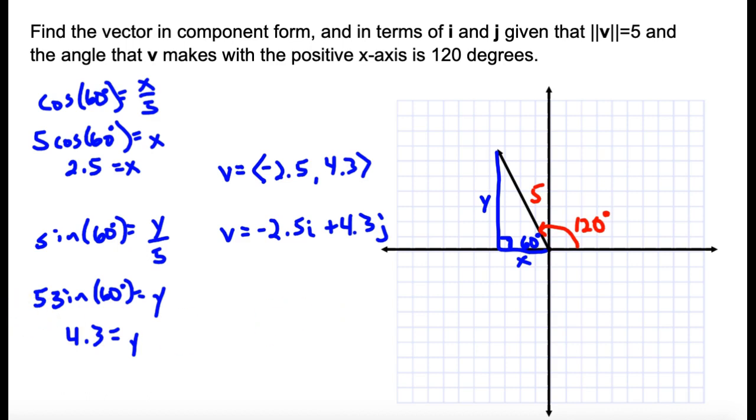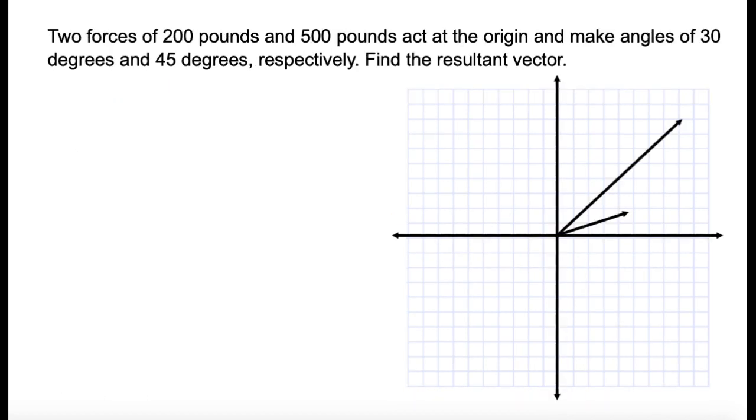All right. So the last thing that we want to look at is a story problem, essentially. All right. So it says two forces of 200 pounds and 500 pounds act at the origin and make angles of 30 degrees and 45 degrees, respectively. Find the resultant vector. So what we're saying is there's some object right here, and we've got one force that's 200 pounds pulling at a 30-degree angle, and one force that's 500 pounds pulling at a 45-degree angle. What we want to find is what direction is that object actually going to go.